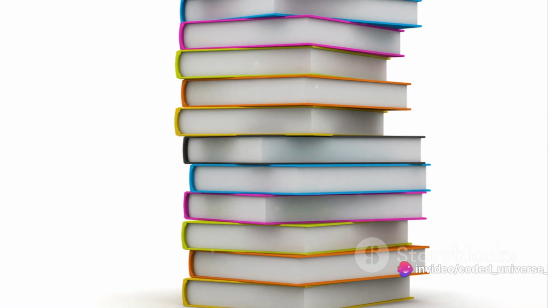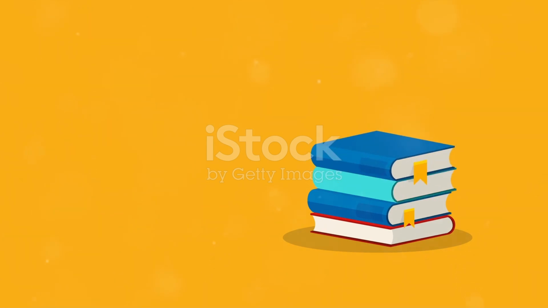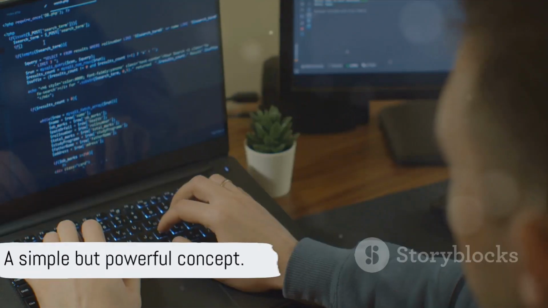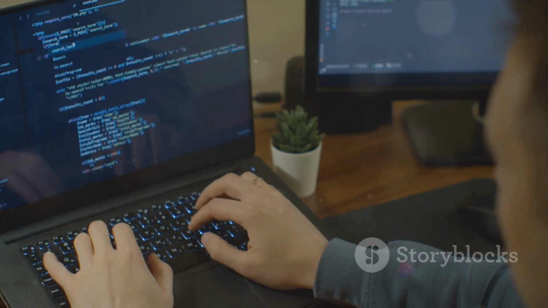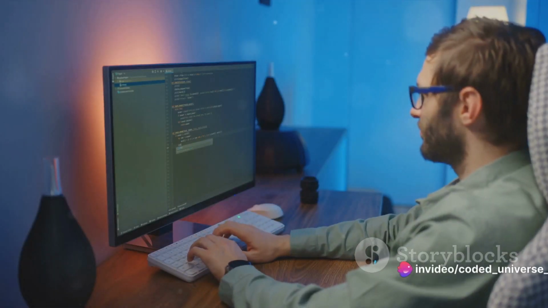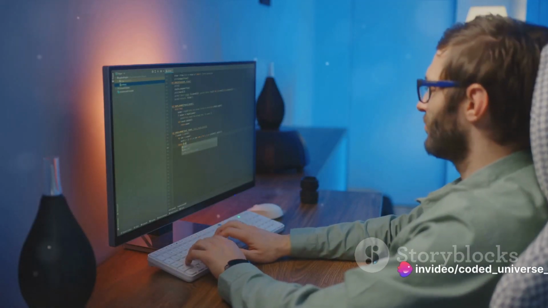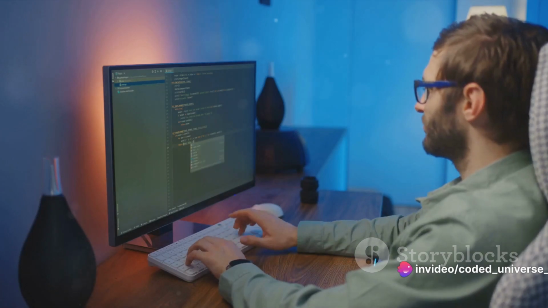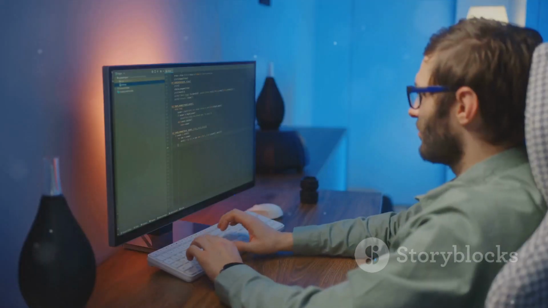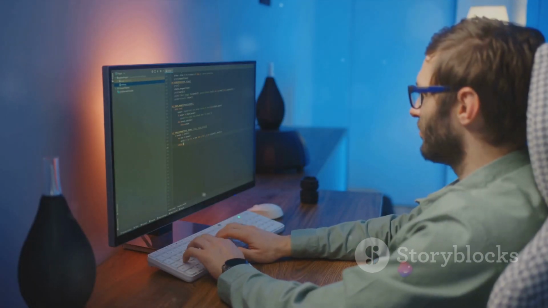Imagine a stack of books on your desk. Each book represents a piece of data. You can only interact with the book on top, adding a new one there or removing it. It's a simple but powerful concept. In the programming world, this is known as a stack. It's a fundamental data structure that operates on the principle of last in, first out. Just like that stack of books, the last book you put on top is the first one you'll take off. That's exactly how a stack works in the world of data.